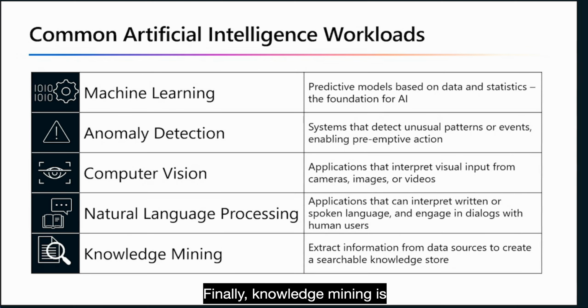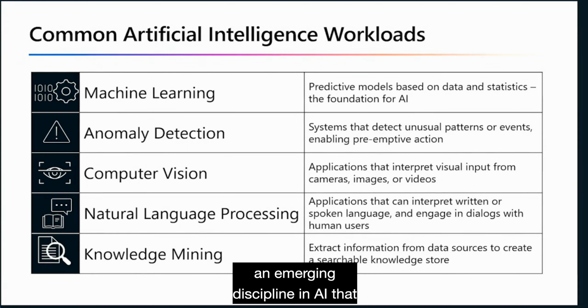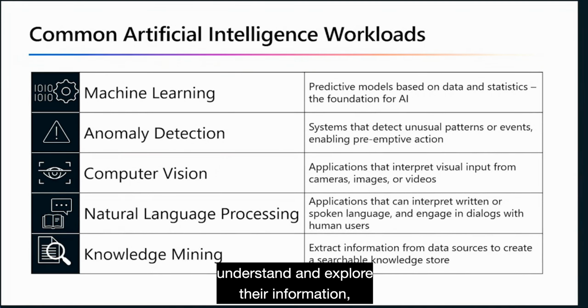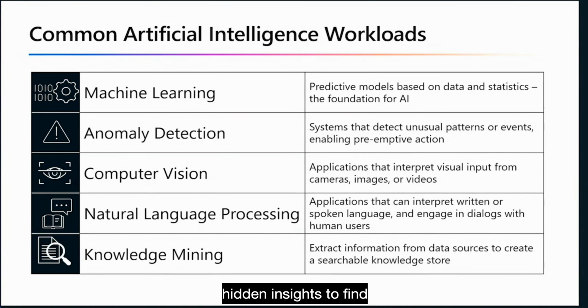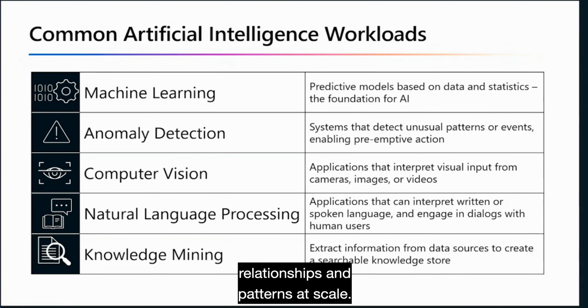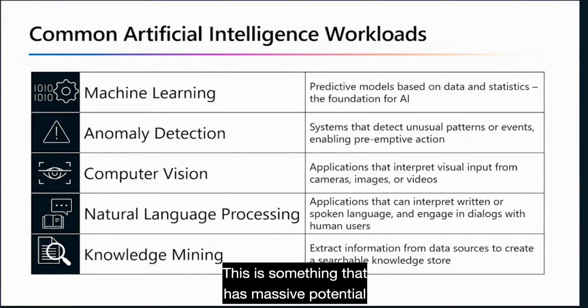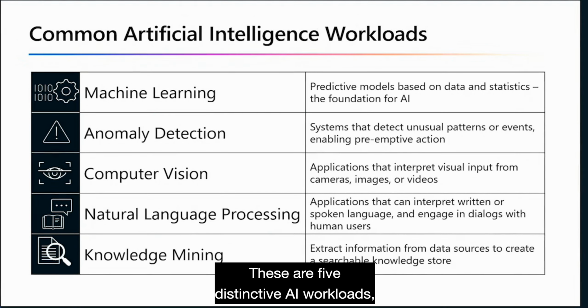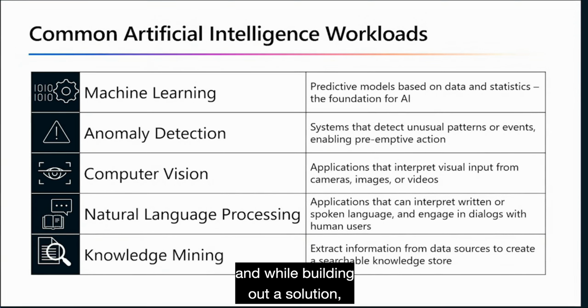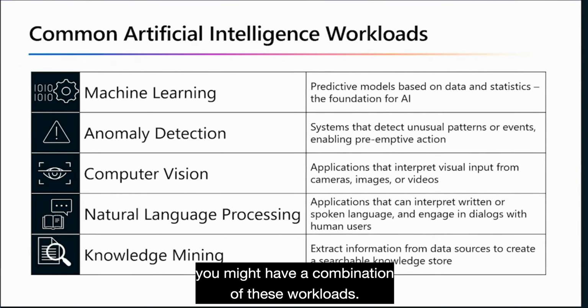And finally, knowledge mining is an emerging discipline in AI that allows organizations to deeply understand and explore their information stored across several databases and uncover hidden insights to find relationships and patterns at scale. This is something that has massive potential for application in marketing. And these are 5 distinctive AI workloads. And while building out a solution, you might have a combination of these workloads.